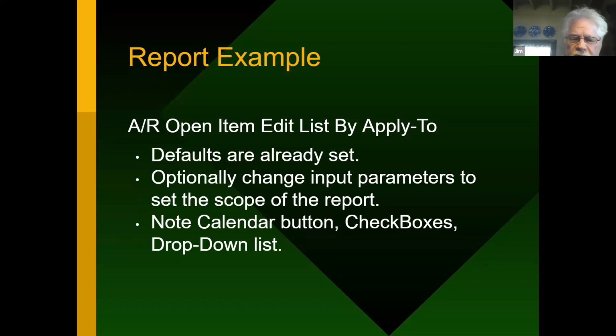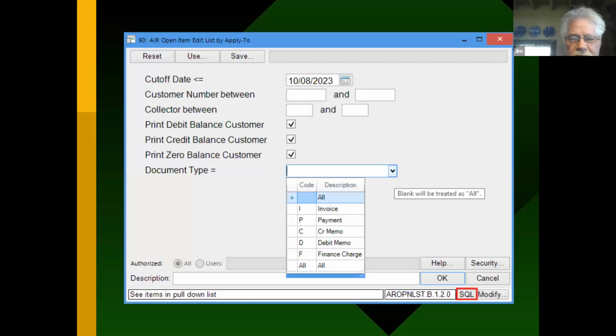And I want you to note the calendar button, the check boxes, and the drop-down lists here. So for example, on the cutoff date, you can click on the calendar or you can enter the cutoff date yourself. So the calendar is just helping you complete the screen. There's a checkbox here for print. If you want to print debit balance customers, then you can select this checkbox and that generates some SQL so that you only get those records. The same with the next two checkboxes. And you also have this drop-down list of what kind of documents you're interested in.